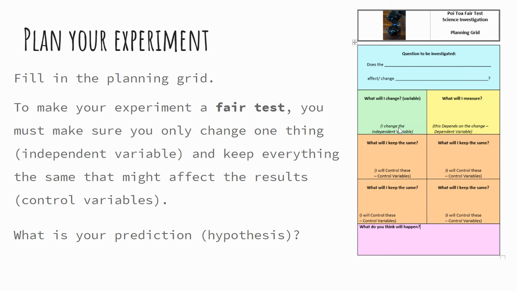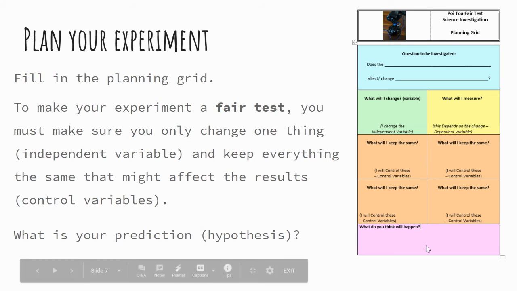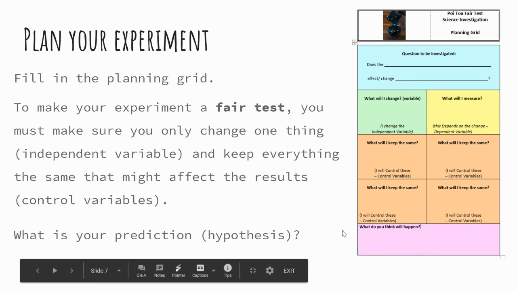In the green box, you write, what will I change? You only change one thing. And the yellow box goes, what will you measure? And then there are several things that you keep the same. And then at the bottom in the pink box, you write your prediction.